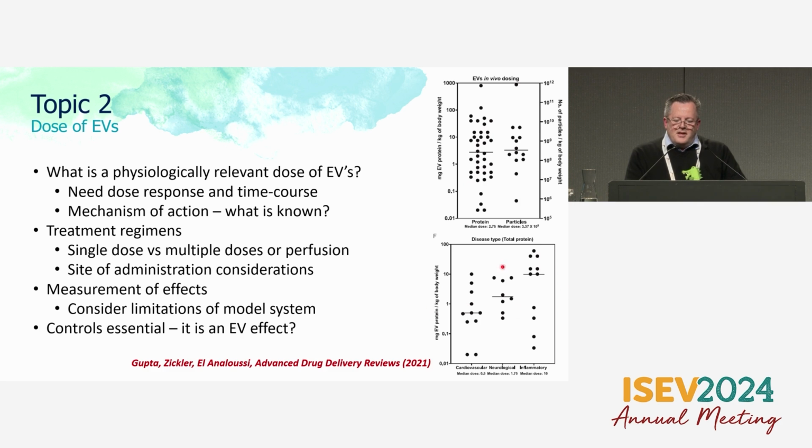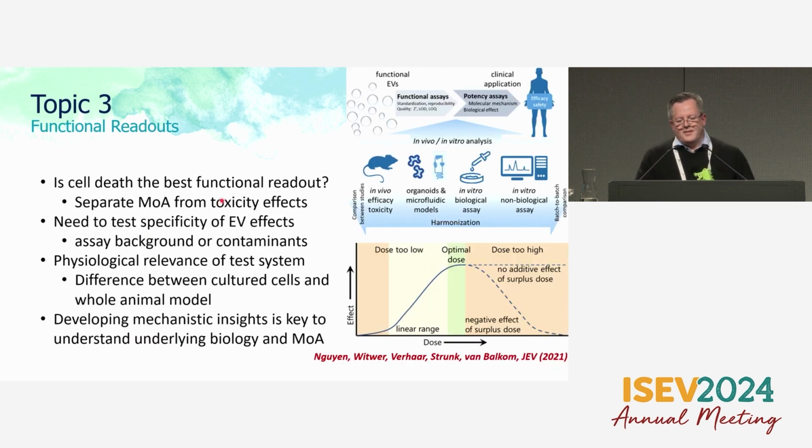And even within 3 different kinds of disease, cardiovascular, neurological, and inflammatory, there are also big ranges in the doses that you can apply. So we need to think about treatment regimens where you use single dose or multiple doses, site of administration, and also the limitations of the model system that you're using. And obviously, controls are very essential for these experiments.